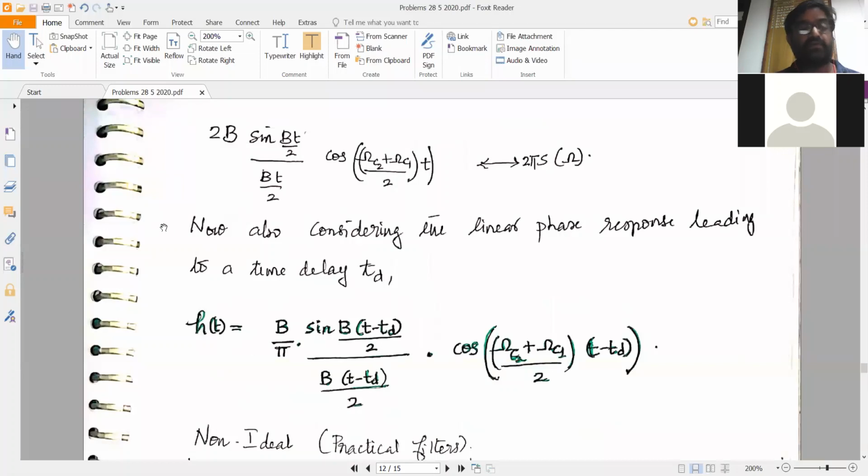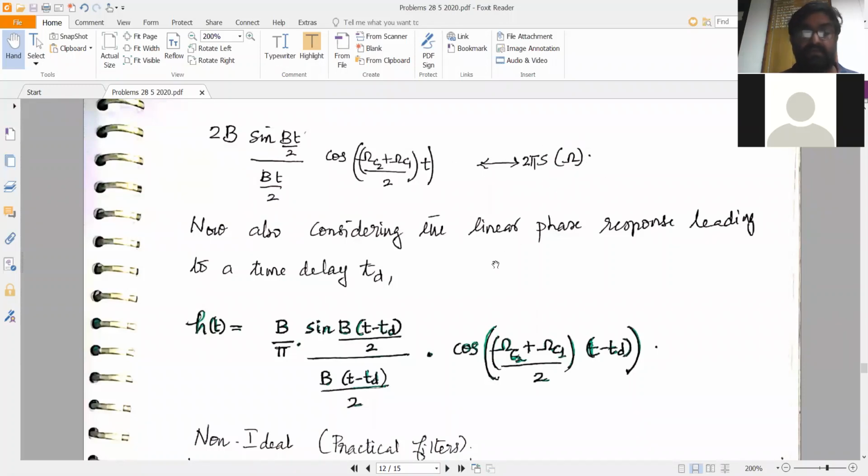So therefore, what would be the impulse response? So this you can now simplify, 2B sin(Bt) by t, etc. You can now simplify and write the expression for S of omega. I can cancel 2 and 2 on both sides, and I can include this pi, I can divide this by pi. So this becomes B by pi sin(Bt/2) by (Bt/2) into cos((omega C2 plus omega C1)/2 into t). On the right hand side, I just have S of omega.